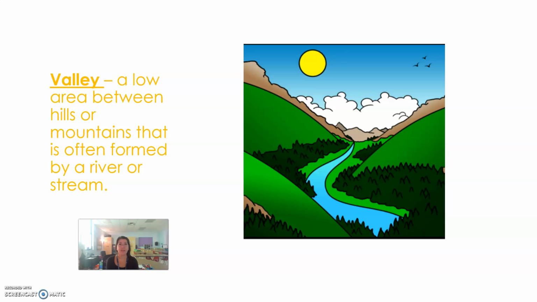A valley is a low area between hills or mountains, and it's often formed by a river or a stream going down the middle of it. And if you remember, I show a valley by making a big V. So you could do that with your arms too.